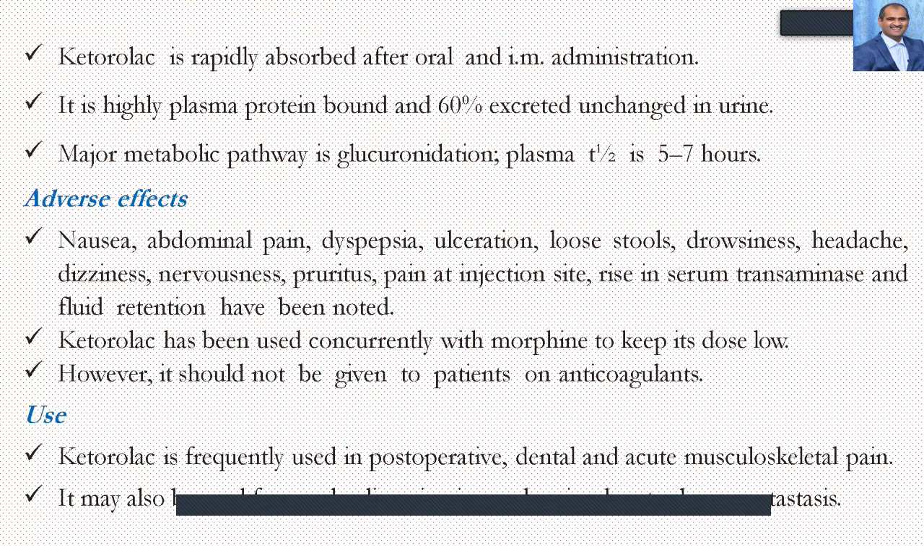So ketorolac is rapidly absorbed at oral and intramuscular administration, and it is highly plasma protein bound, and 60% is excreted in urine. And why we should learn all these things, you may ask, but this is very important when you are going to use two drugs simultaneously. Suppose you are using a blood thinner and also ketorolac. Then the blood thinning capacity of the drug will increase, which may increase the bleeding time. Hence, we should know the pharmacokinetic property and the dynamic property both in a proper manner.